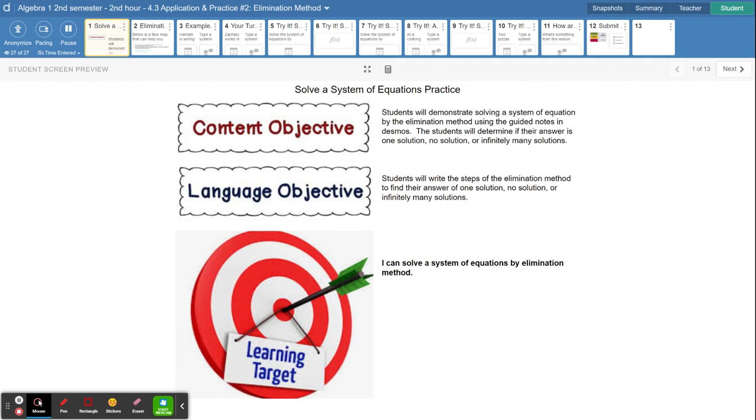So in this video, we are going to go over a system of equations solved by elimination. The application problems. Application problems just mean the word problems. How are we going to apply system of equations into different situations?